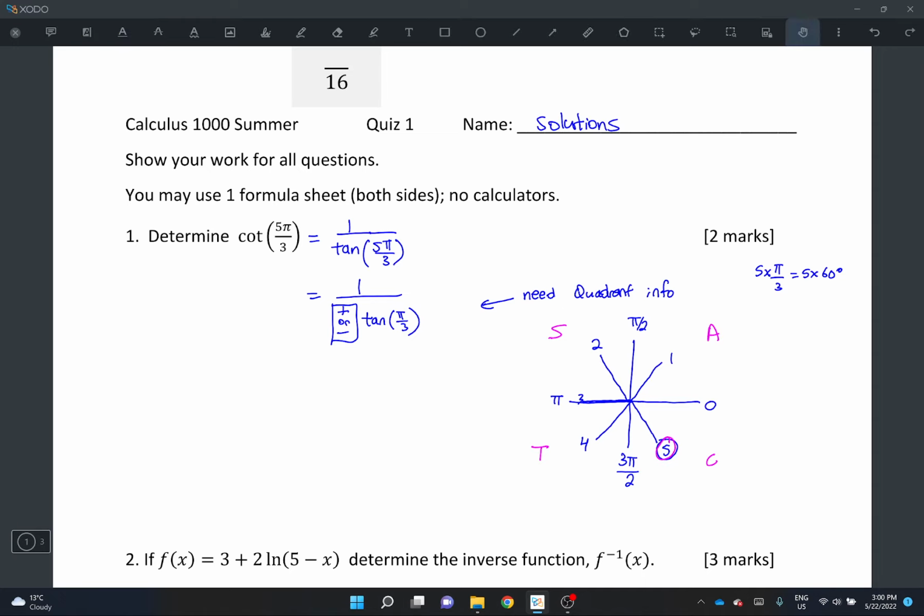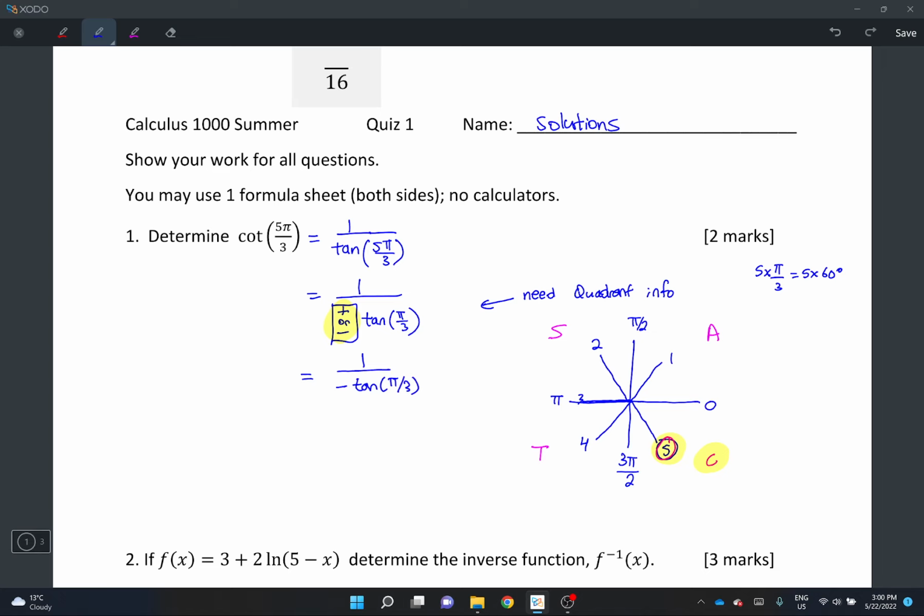So based on this, with my highlighter here, we're in the C quadrant. That's where you figure out the plus or minus. The tan function is negative inside that quadrant. So we're going to have 1 over negative tan of pi over 3.